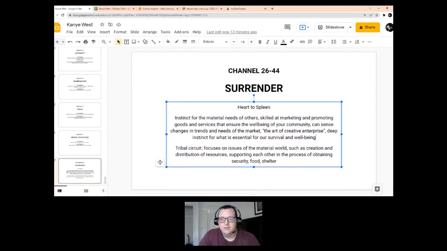So like all his creative work, his music, his fashion industry stuff that he does relates to this, because he has a sense of what the market wants or needs, and he can match it with that even before they even know that they want it, essentially. So that's pretty cool. This is part of the tribal circuit, which focuses on the issues of the material world, such as creation, distribution of resources, supporting each other in the process of obtaining security, food, and shelter. But yeah, it's related to people who are graphic designers or musicians or creating something. It's the art of creative enterprise, essentially. So that's pretty cool. That really fits with him.